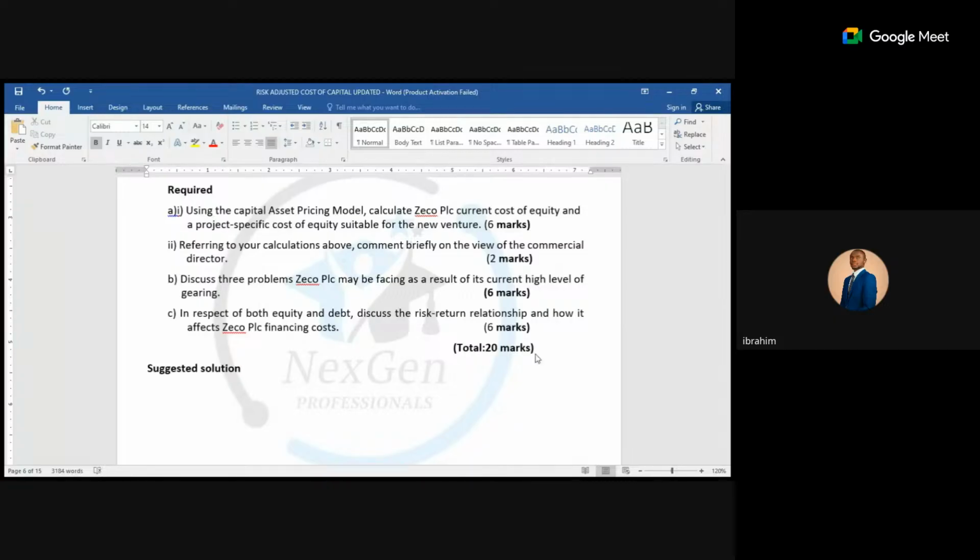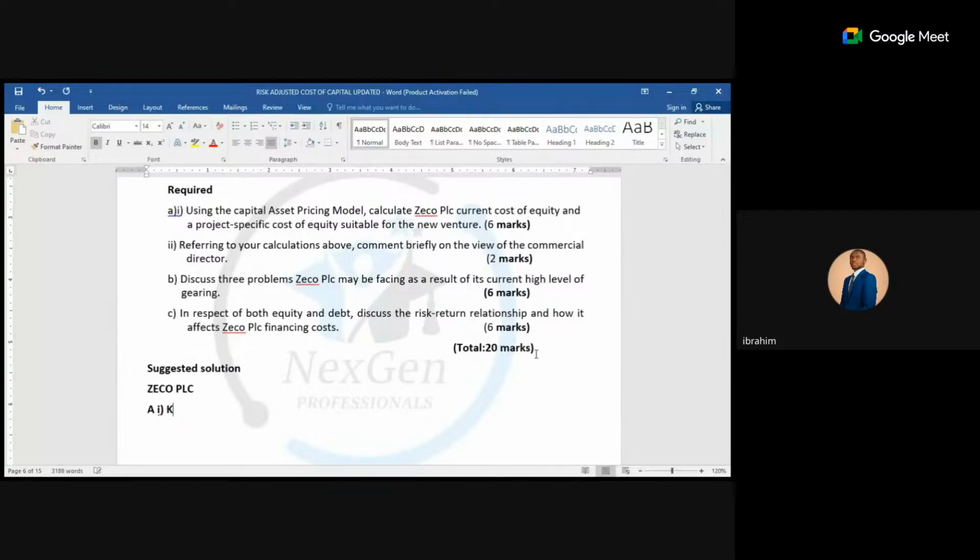Please always write the name of the company, Zeco PLC. This is very important. Roman figure 1, right? So we need to calculate the company's cost of equity without diversification. Class, without what? Diversification. Just the company's normal cost of equity using CAPM.